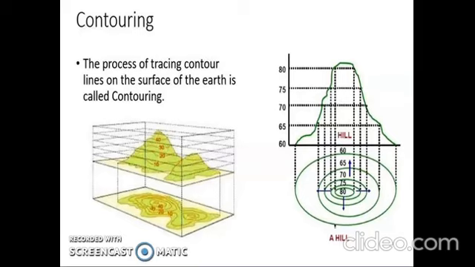So here there is a figure which shows a contour for a hill. So this is an example. This particular map is a contour map, wherein there are contour lines which are shown with some numbers, that is 10, 20, 30, 40 and so on. This is the projection of those contour lines and this is how it is done. Okay, so this is how it looks.